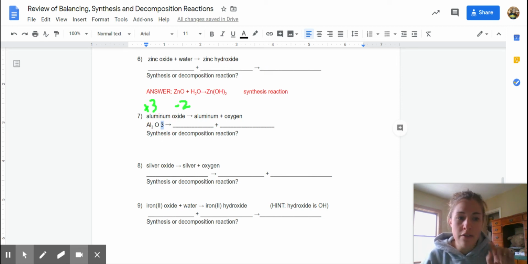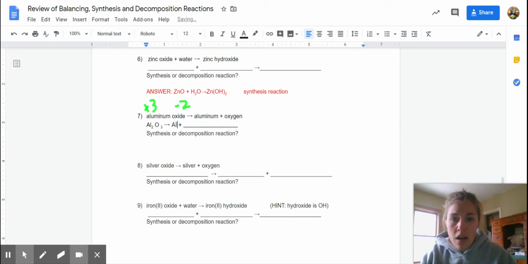And a little tip on Google Docs to get something to be a subscript, if you highlight it and then click Control, comma, that will make it a subscript. Okay, if you can't do it for your assignments, that's fine. Okay, so Al2O3 equals aluminum plus oxygen. So we know that aluminum is just Al, and we know that oxygen is O.